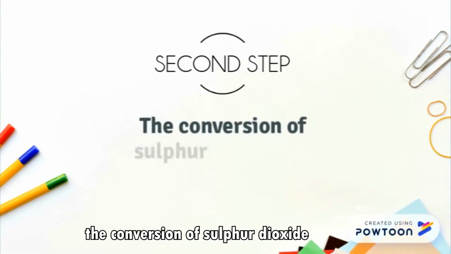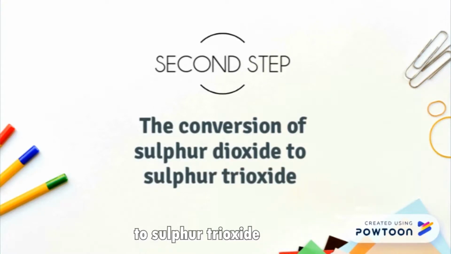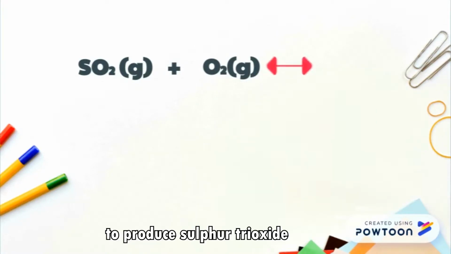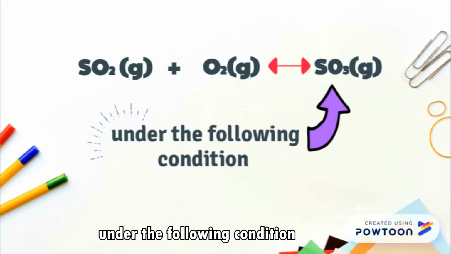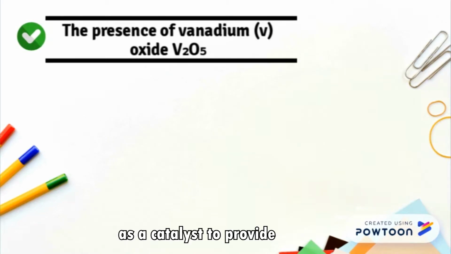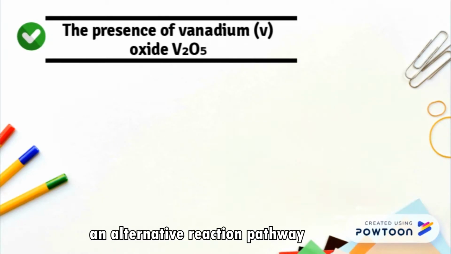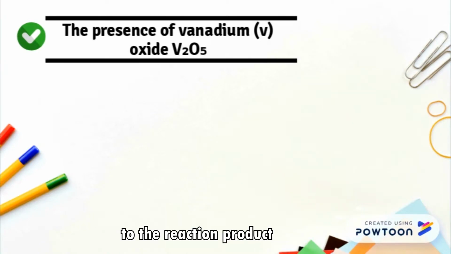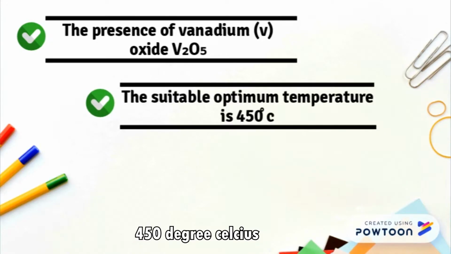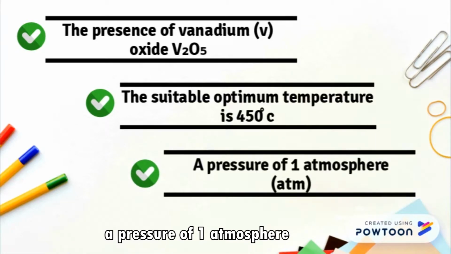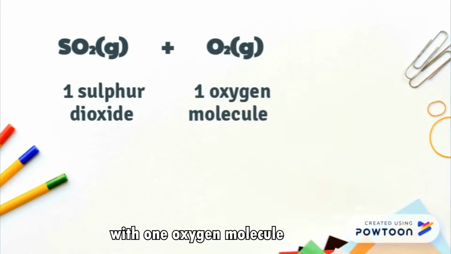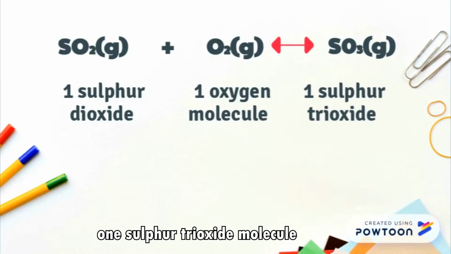Second step is the conversion of sulfur dioxide to sulfur trioxide. Sulfur dioxide is reacted with oxygen from air to produce sulfur trioxide under the following condition: the presence of vanadium oxide as a catalyst to provide an alternative reaction pathway to the reaction product. The suitable optimum temperature is 450 Celsius, a pressure of 1 atmosphere. 1 sulfur dioxide molecule reacts with 1 oxygen molecule, produce 1 sulfur trioxide molecule.